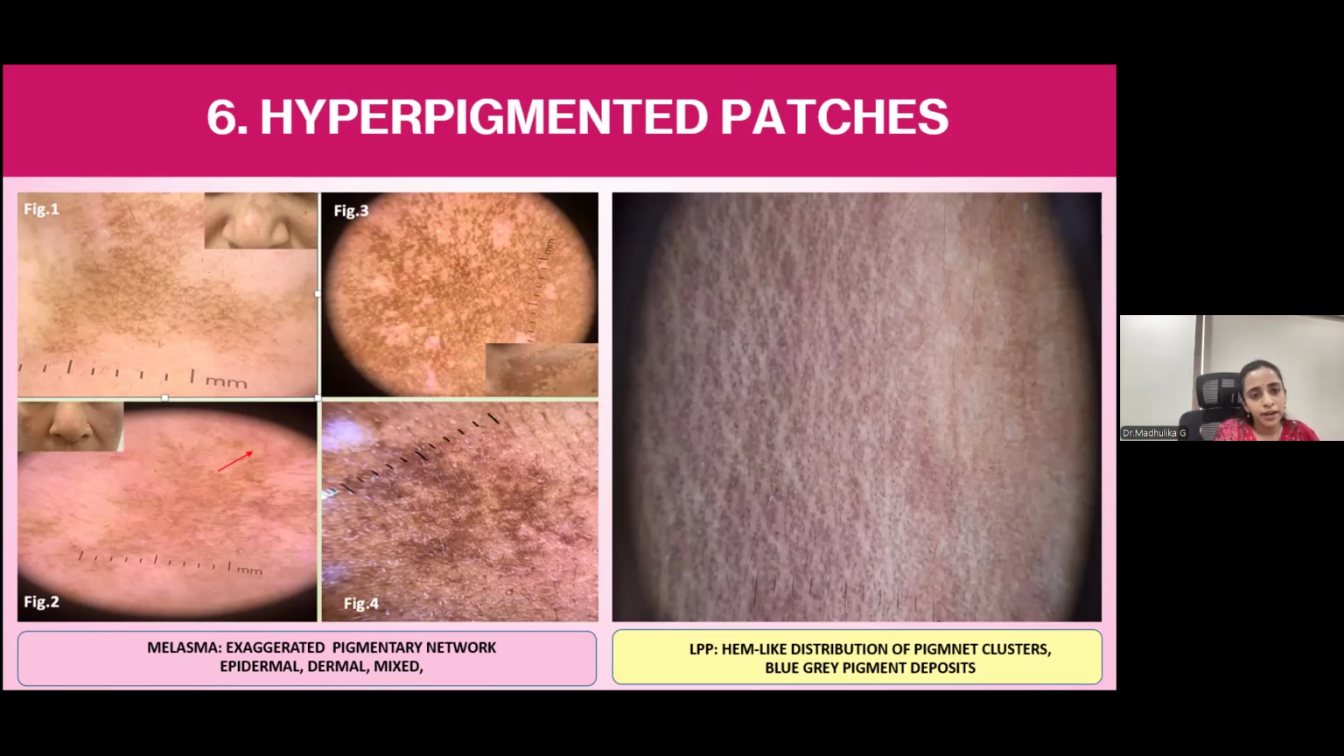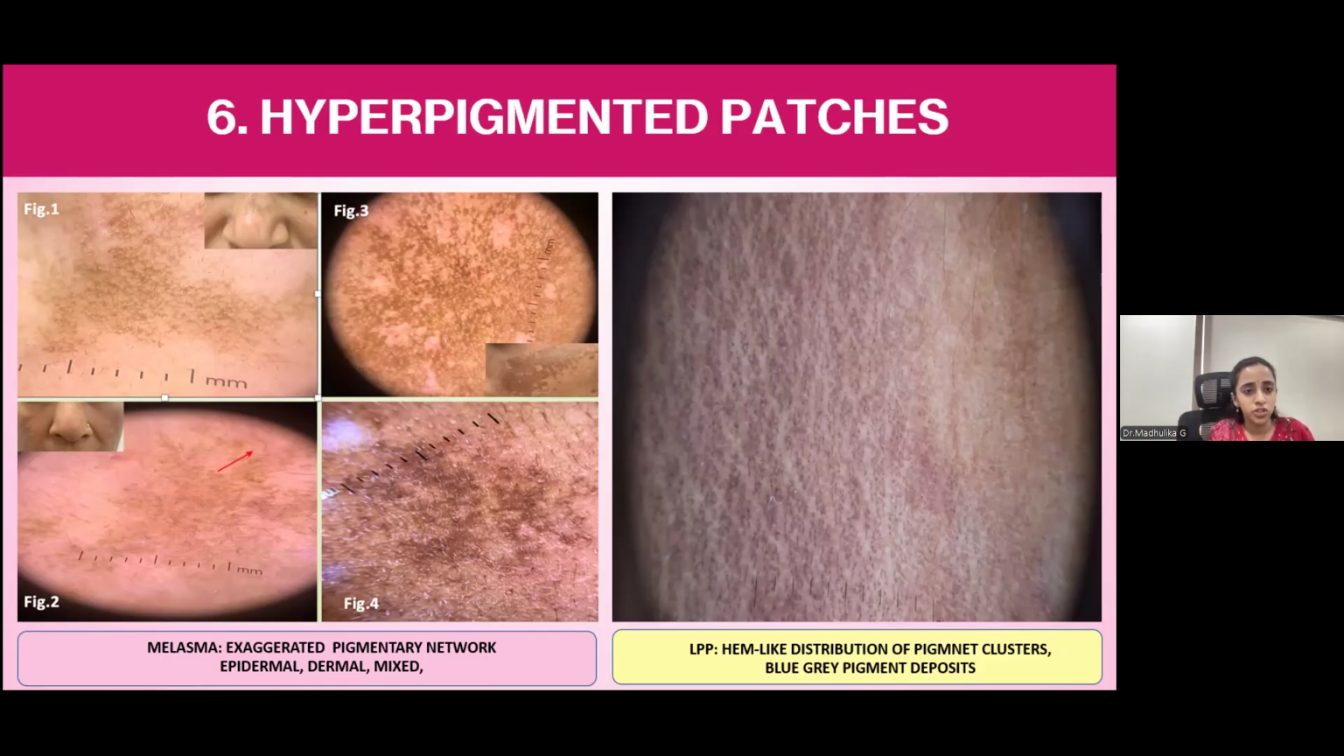The next is lichen planus pigmentosus. Again, one common skin condition whose incidence keeps increasing because people keep using different sorts of medications, hair dyes, etc. And nowadays, I keep noticing that more people are landing up with lichen planus pigmentosus. And the commonest differential is ashy dermatosis.